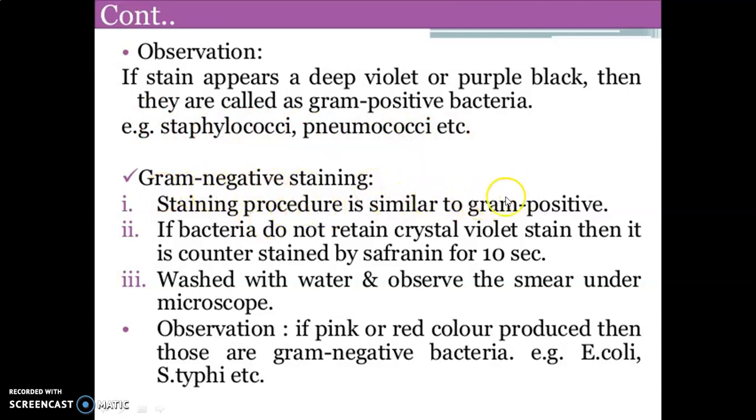The staining procedure is similar to gram positive. If the bacteria do not retain the crystal violet stain, then it is counter stained with safranin for 10 seconds. Wash with water and observe the smear under the microscope. Then the observation: if a pink or red color is produced, then those are gram negative bacteria, for example E. coli, S. typhi, etc. E. coli means Escherichia coli and S. typhi means Salmonella typhi.